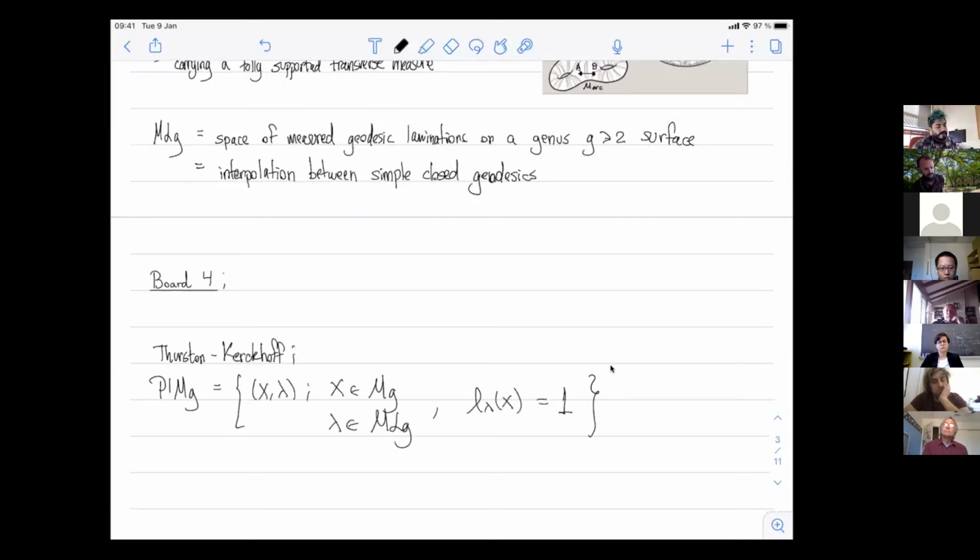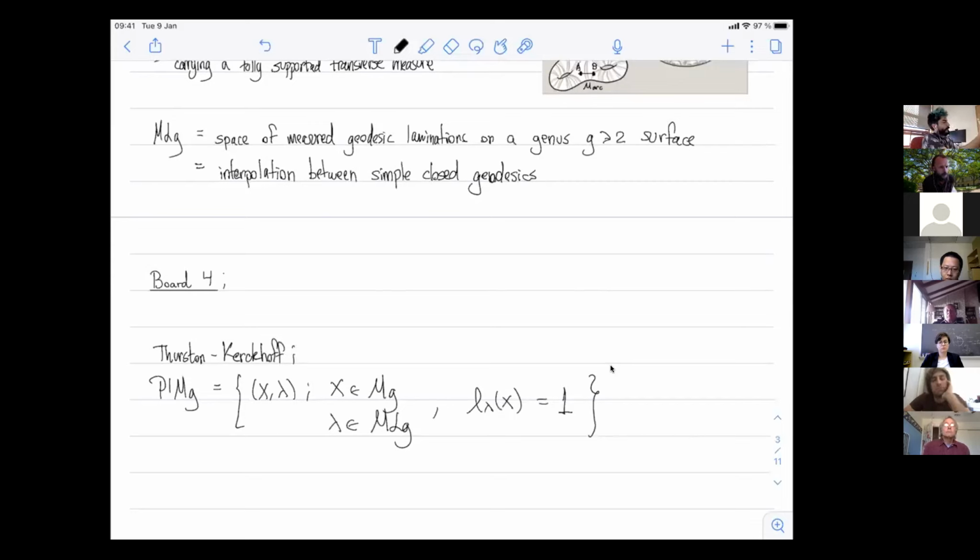I haven't told you how to define the length of a lamination, but given that these are objects that interpolate between simple closed geodesics, and simple closed geodesics have a notion of length, I hope you can believe me that there's a way to define the length of a lamination. This definition also uses the transverse measure and all the structure they have. But for now, we think of this bundle of laminations where we pick the ones that are unit length because we're thinking about a unit tangent bundle, sort of.